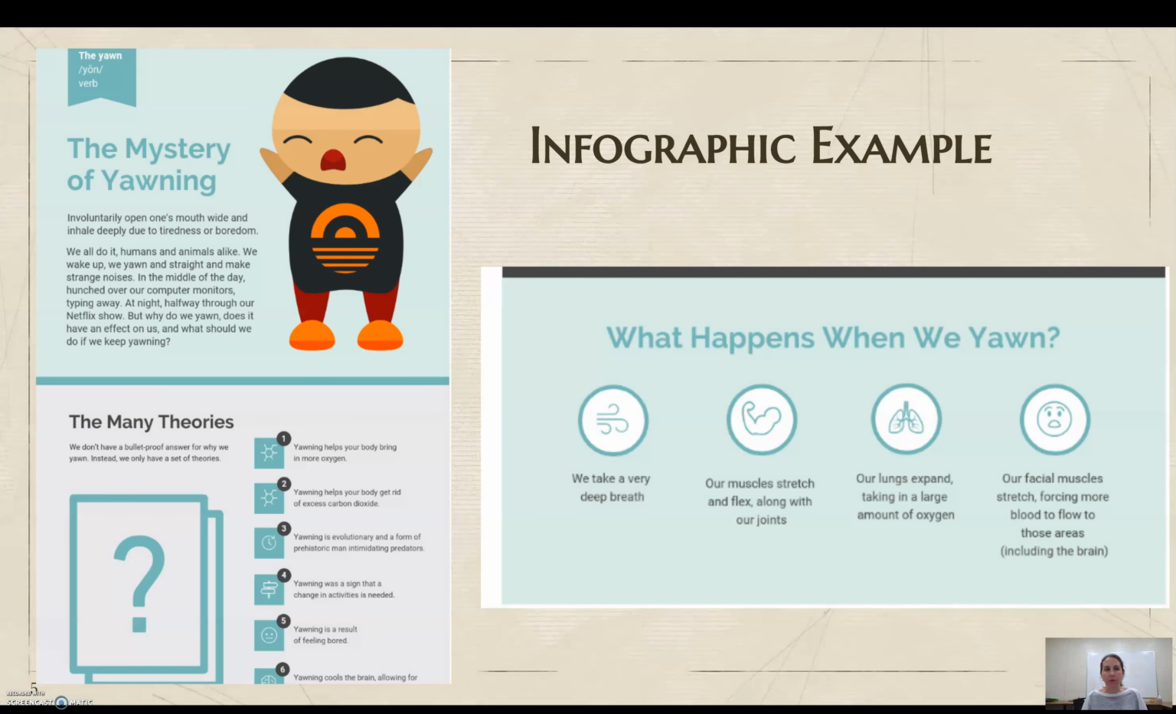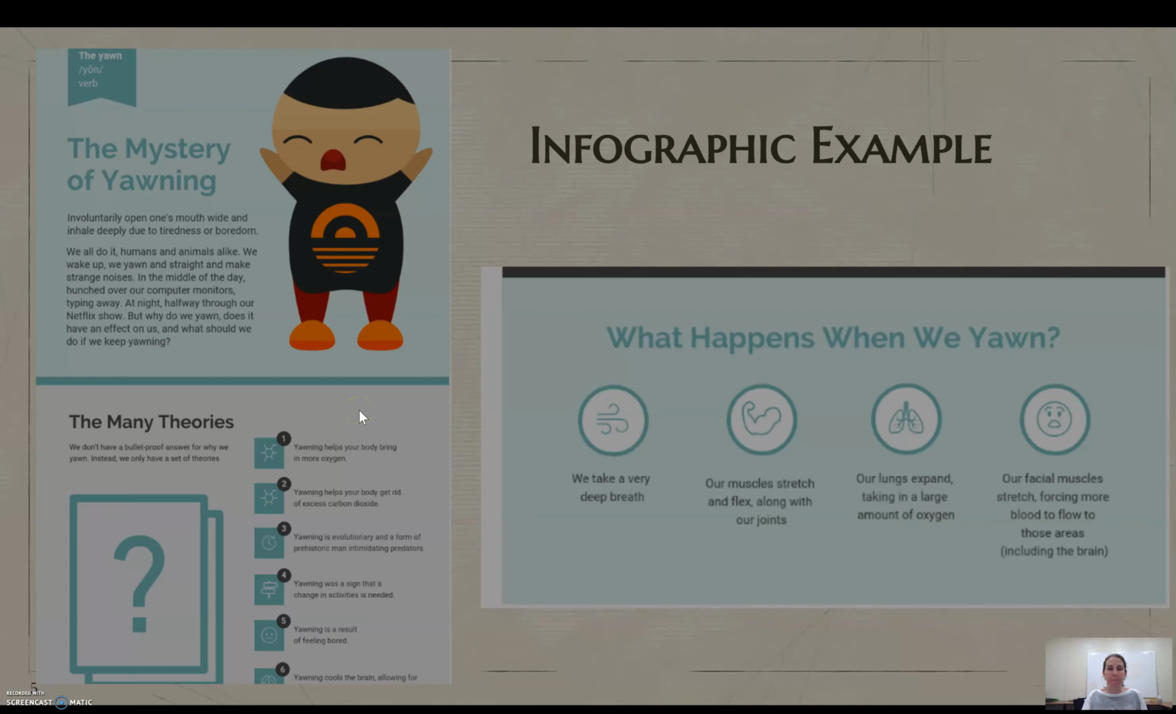And here's an example. You know, the mystery of yawning. This is exactly from last week. And then what happens when we yawn, you can look at it real quickly. It's not some big paper where you have to look at a lot of things. Key points are picked out for you.